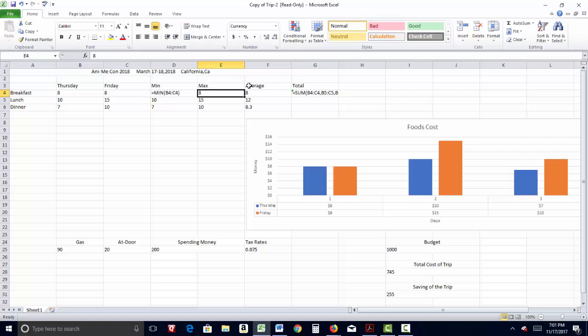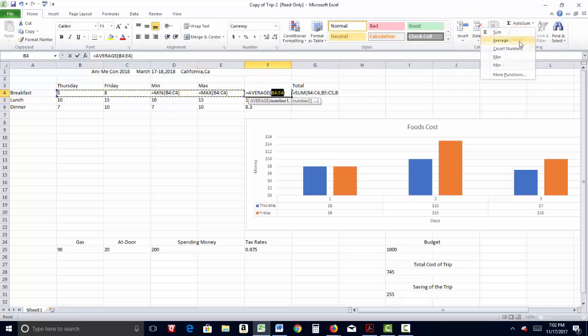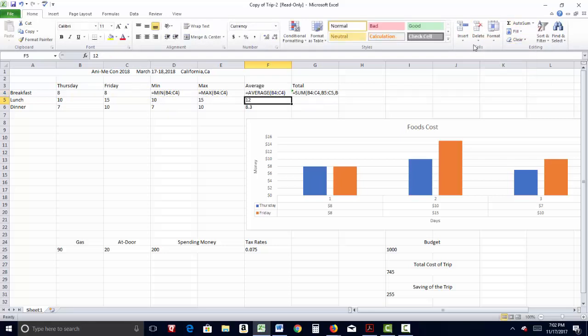The maximums, it's the same way. If I go over here on the functions and I click on maximum, now I don't want this minimum value in there, so what I want is these two cells right here. Now I know this sort of looks strange because they're both the same numbers, but I'll show you why. Now on the average, I'm going to go back over here and click average. Select those two cells, press enter. And I could also do that with a sum.